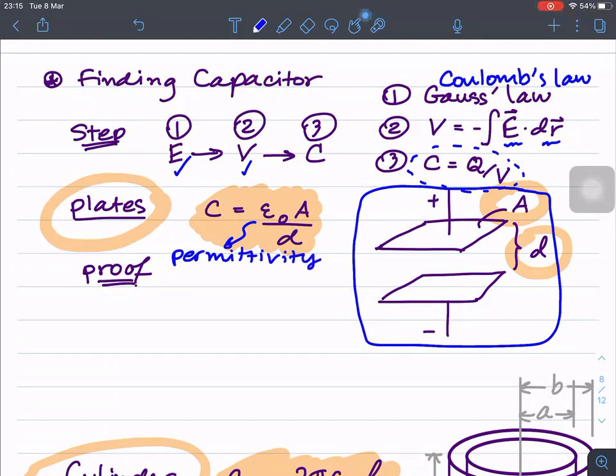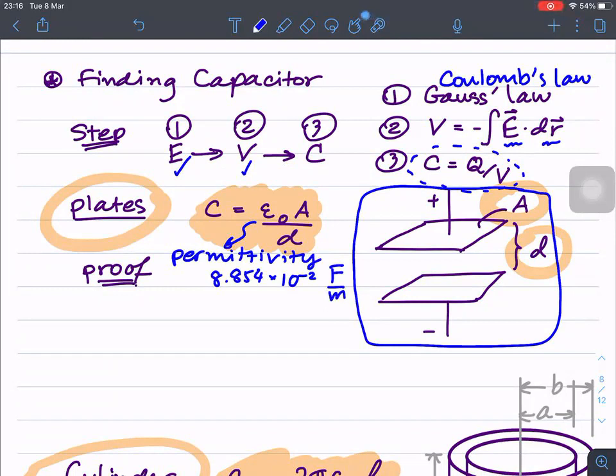Okay. So this permittivity is equal to 8.854 times 10 to the minus 12. Okay, so this unit, we can say that this unit is farad per meter. Okay, so how to prove this?